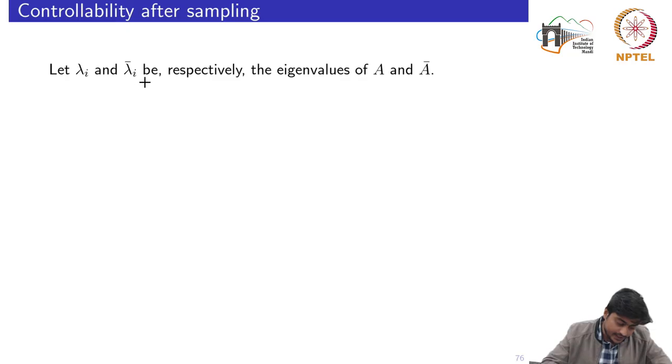So let lambda i and lambda i bar be respectively the eigenvalues of A and A bar. Here note that for this A bar, I should have written A_D, which is the discrete time matrix of the continuous time matrix. So here A bar is not the algebraically equivalent transformed matrix. Whenever I'm speaking of this A bar in the context of controllability after sampling, this A bar is the discrete time counterpart of the continuous time matrix A. So lambda i is the eigenvalue of A, and lambda i bar is the eigenvalue of A bar.